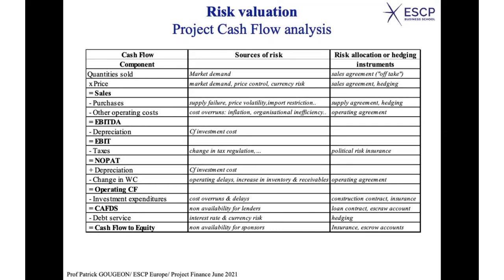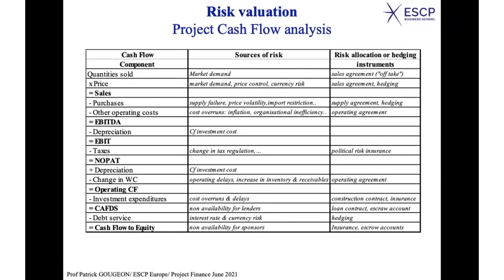Taxes, well, that's typically a political risk if there are changes in tax regulation, and that can be covered by a political risk insurance. Change in working capital can be part of the operating agreement also, which you have with external players. Investment expenditures, you can deal with this cost overrun and delays through the construction contracts that we've seen. You can also use insurance.